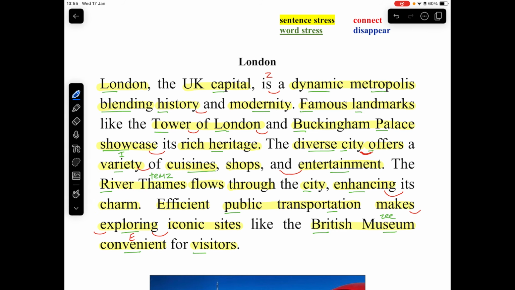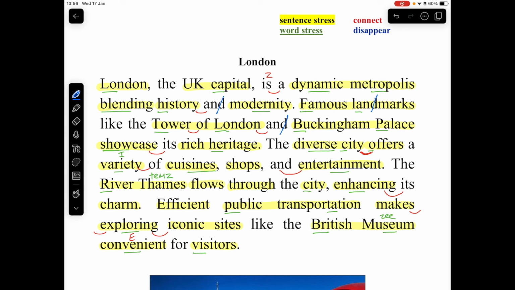Next, we'll take a look at where some sounds are disappearing. London, the UK capital, is a dynamic metropolis, blending history and modernity. So the D in and, history and modernity. Famous landmarks. Now, landmarks, you could say landmarks, but if you're speaking a little bit quickly, you might say landmarks. Landmarks. This is personal choice. Famous landmarks. For me, the D is not very hard, so I'd like you to try this version, landmarks. Landmarks. Like the Tower of London and Buckingham Palace. Again, this D can be dropped.